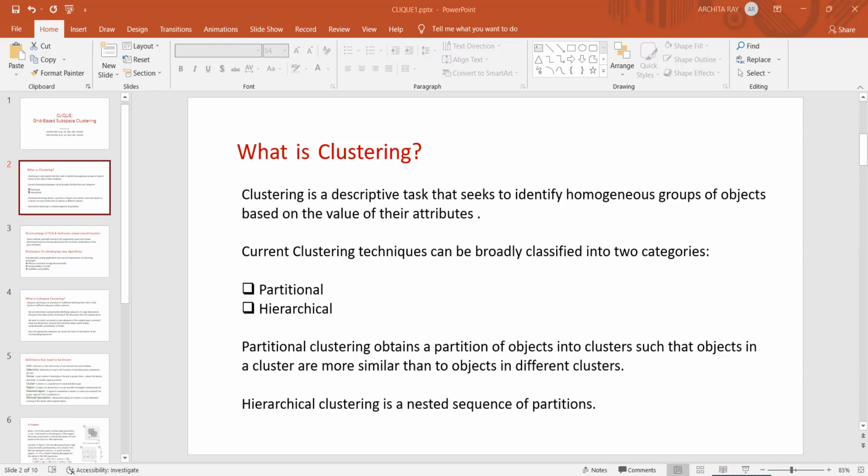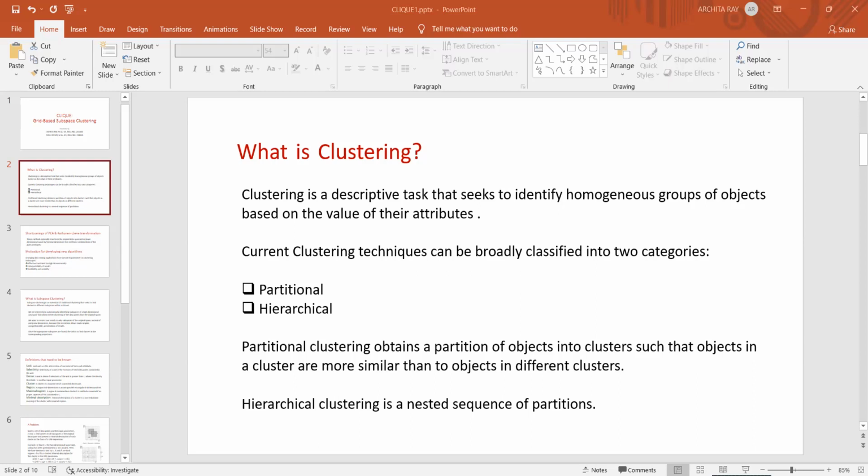The mode-seeking clustering methods identify clusters by searching for regions in the data space in which the object density is large. And hierarchical clustering is a nested sequence of partitions. Hierarchical clustering starts by placing each object in its own cluster and then merges those small clusters into larger and larger clusters until the objects are in a single cluster.